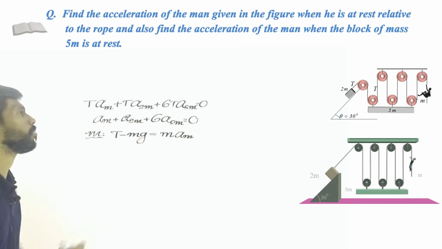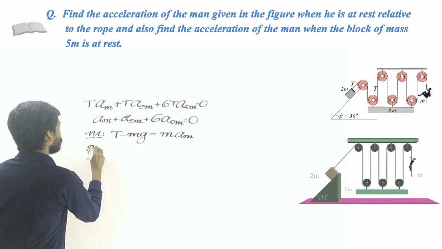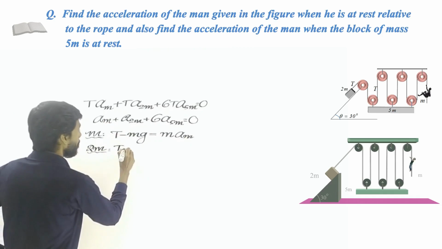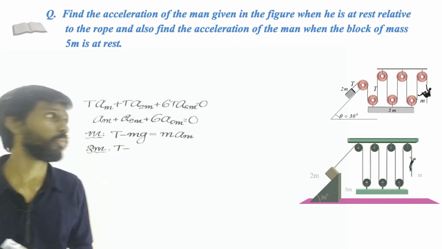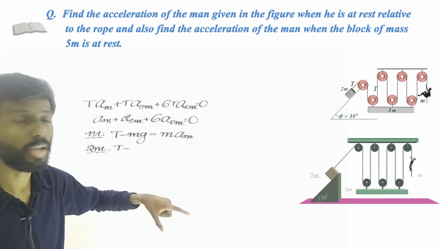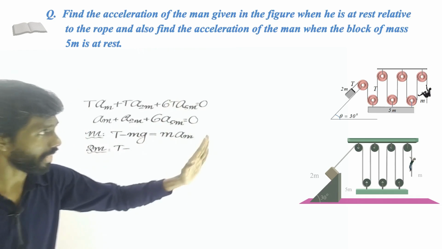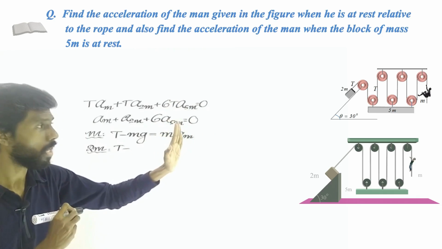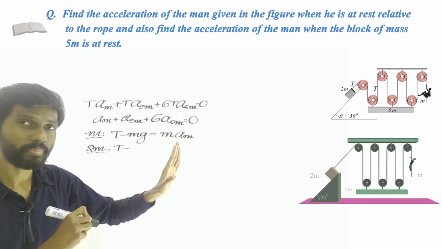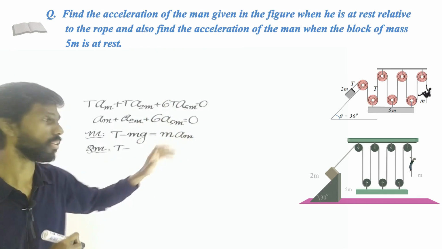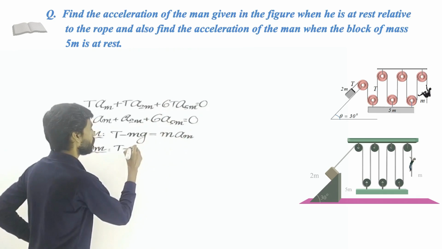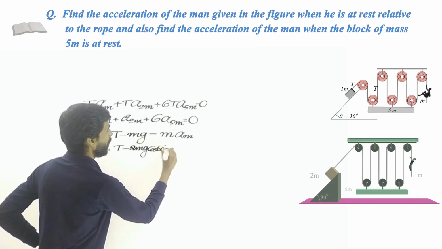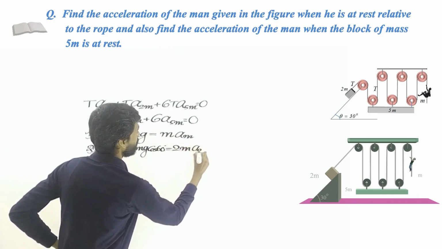Now this block, what is the tension force? T only. For this 2m block, the tension force is T along the incline minus the gravitational force, but the gravitational force is acting in the downward direction, so you have to take its component along its motion. That angle is 30 degree, so the angle is 60 degree with the vertical. So take its component mg cos 60, that is 2mg cos 60 for the component, and that equals mass 2m multiplied by the acceleration of the object.